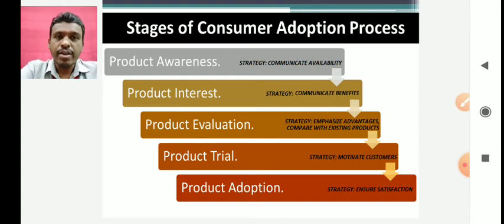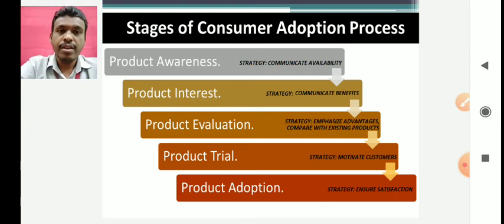That is product awareness, where the strategy of the company should be to communicate the availability of the product. The second one is product interest, where the strategy of the company should be to communicate the benefits of the product, what our product has, the advantages with respect to the competitor product. During the interest phase, one thing that happens is the consumer tries to gather as much information as possible about the product, because he is interested in it now. The third stage is product evaluation.